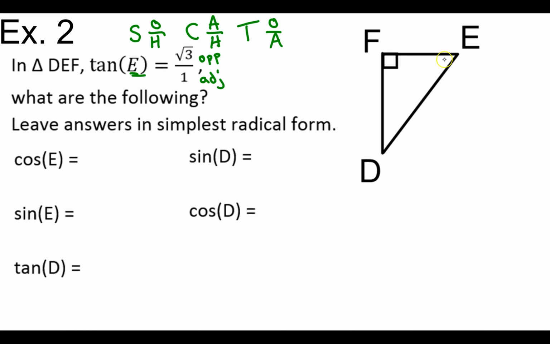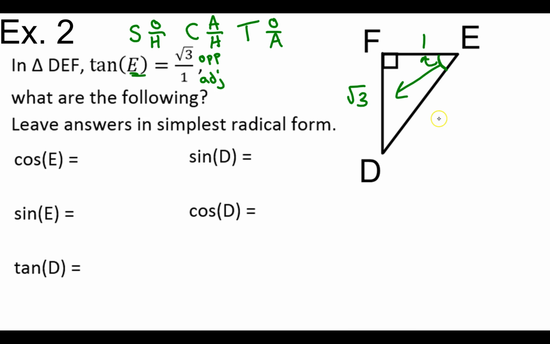So, let's come over here, find angle E. And we said square root of 3 needs to be opposite of E, and 1 needs to be adjacent to E. So now from here, this is all the information we have. They don't give us anything else, and it wants us to find all of these answers.